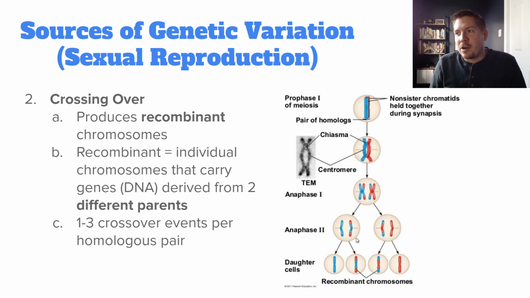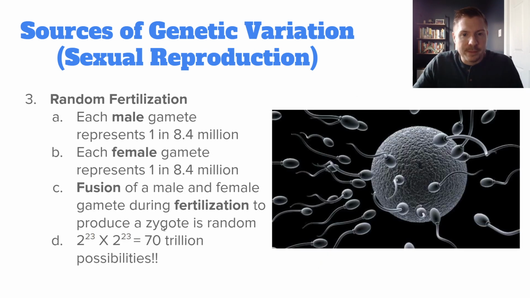Then another way to get variation is crossing over. Recombinant chromosomes, where they swap pieces. You tend to get 1 to 3 crossover events per homologous pair. Can be more, but that's generally on average. And this adds a huge amount of variation even on top of random assortment.